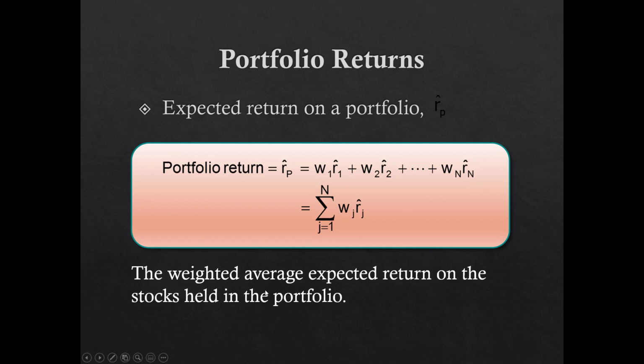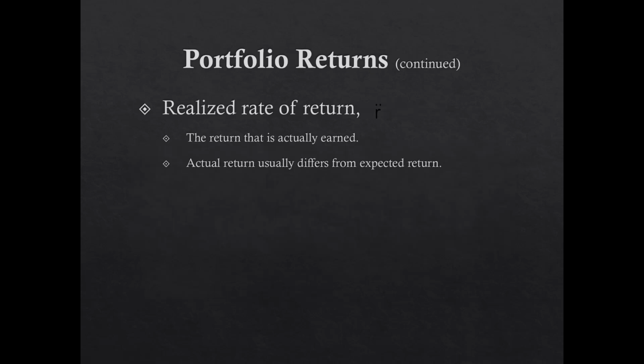So the expected return on a portfolio is the weighted average of the expected returns of the stocks held in the portfolio. The realized rate of return, R double dot, is the rate of return that's actually earned. And the actual rate of return almost always is going to be different from the expected return, and that difference is risk. That's essentially the risk you're taking: you have an expectation, and that expectation isn't met. It could be higher, it could be lower, but the measurement of the probability of that return is generally considered to be risk. And so the realized rate of return, R double dot, is usually different from your expected return.